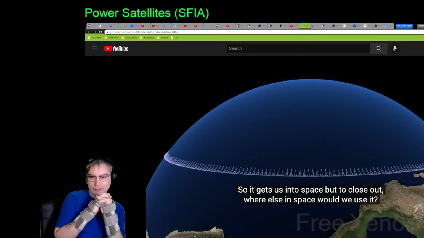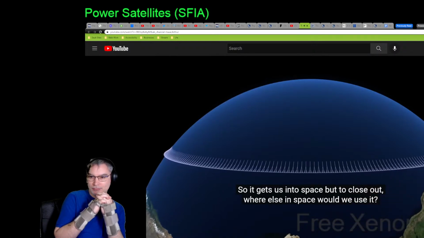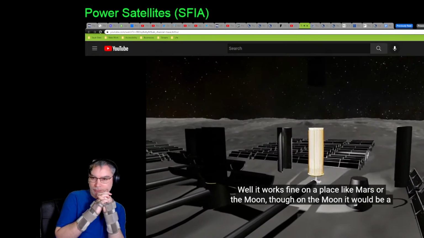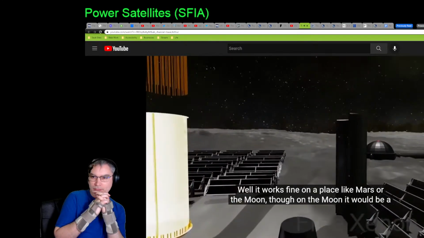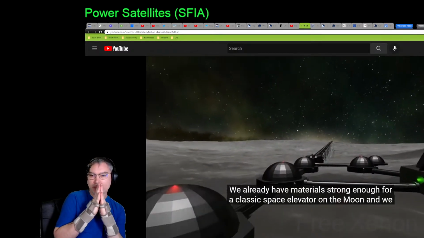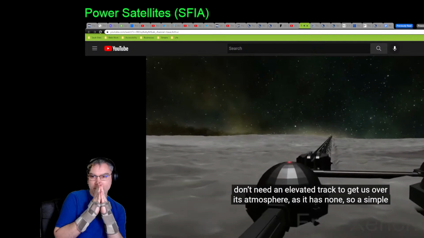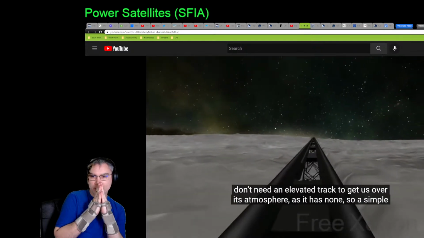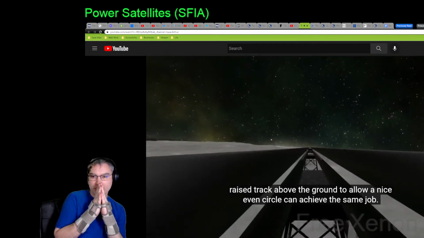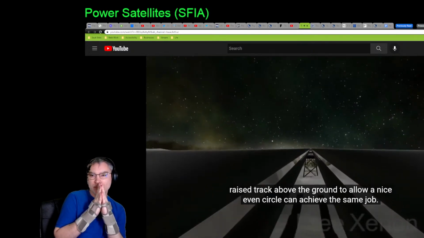So it gets us into space, but close out, where else in space would we use it? Well, it works fine on a place like Mars or the Moon, though on the Moon it would be a bit redundant. We already have materials strong enough for a classic space elevator on the Moon, and we don't need an elevated track to get us over its atmosphere, as it has none, so a simple raised track above the ground to allow a nice even circle can achieve the same job.